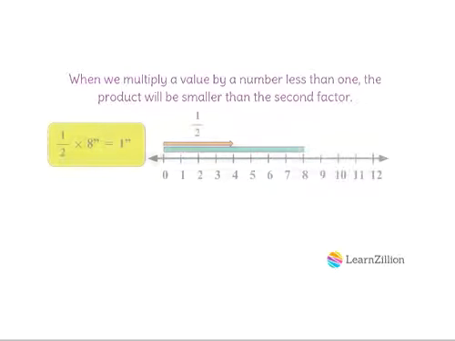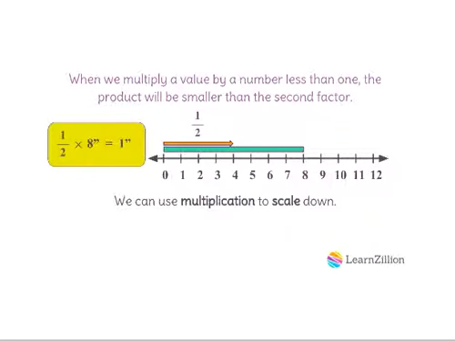When we multiply a value by a number less than 1, the product will be smaller than the other factor. We can use multiplication to scale down.